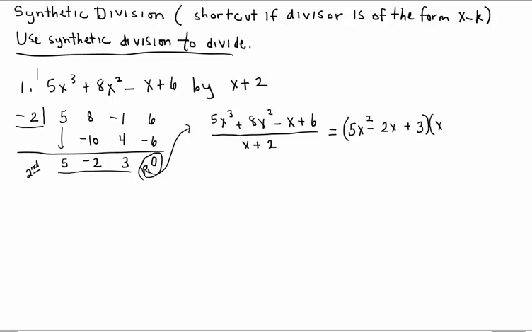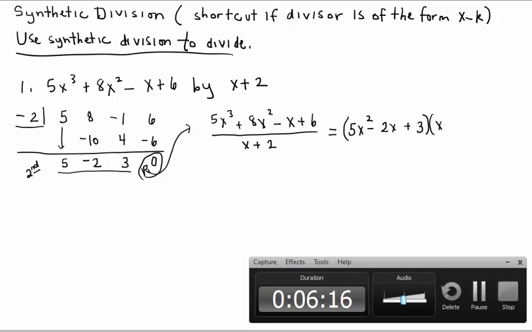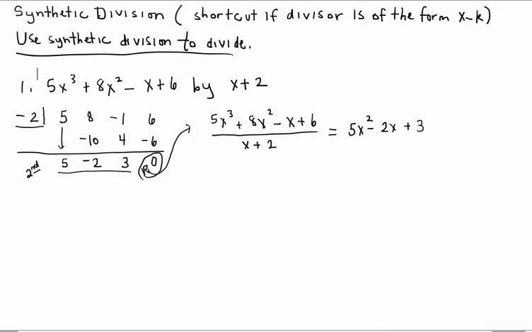Let me see if I can erase this right here. There we go. All right, so this division problem can be set up as a fraction, and when you divide, you're going to get this quadratic factor. If I wanted to check my work, I would multiply this answer by this divisor, and that should produce that third degree equation. Okay. All right, let's do another example using synthetic division.